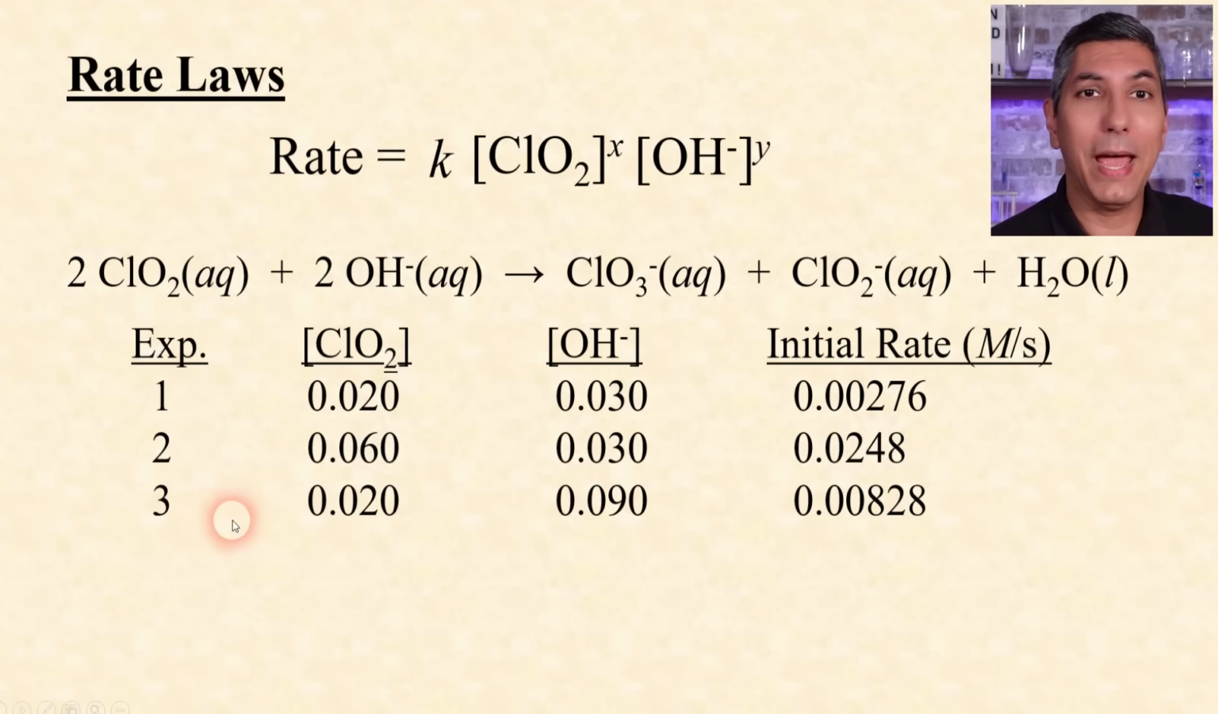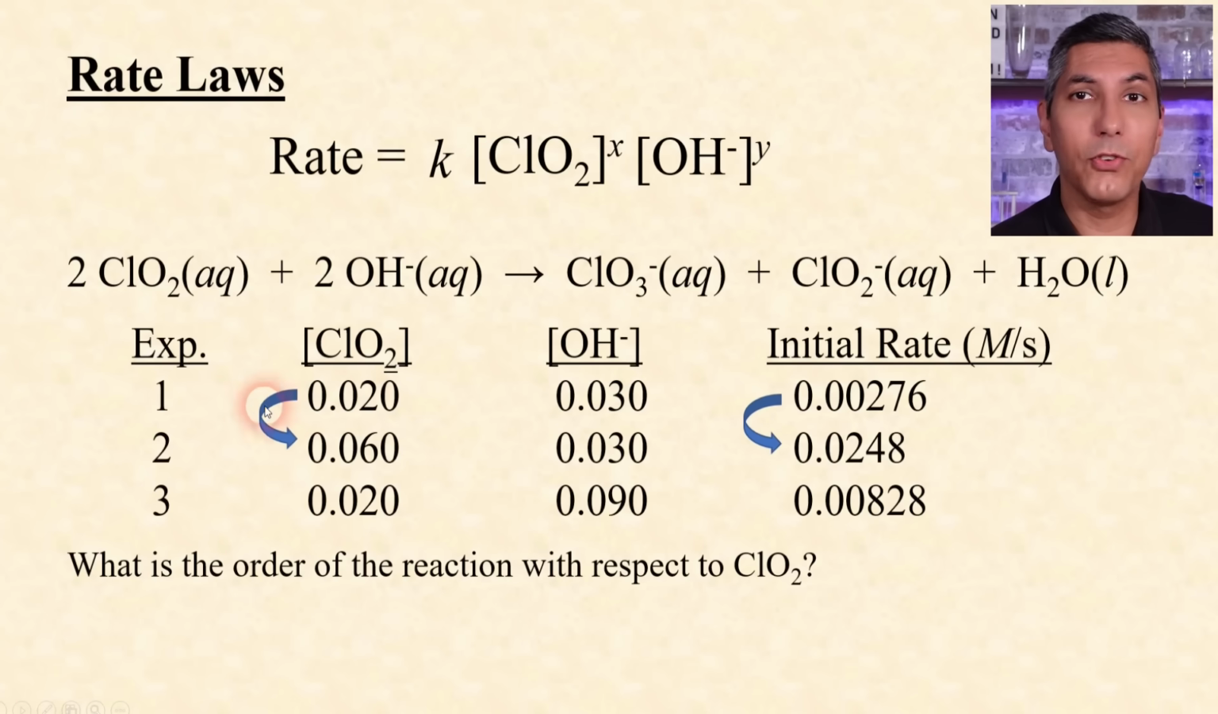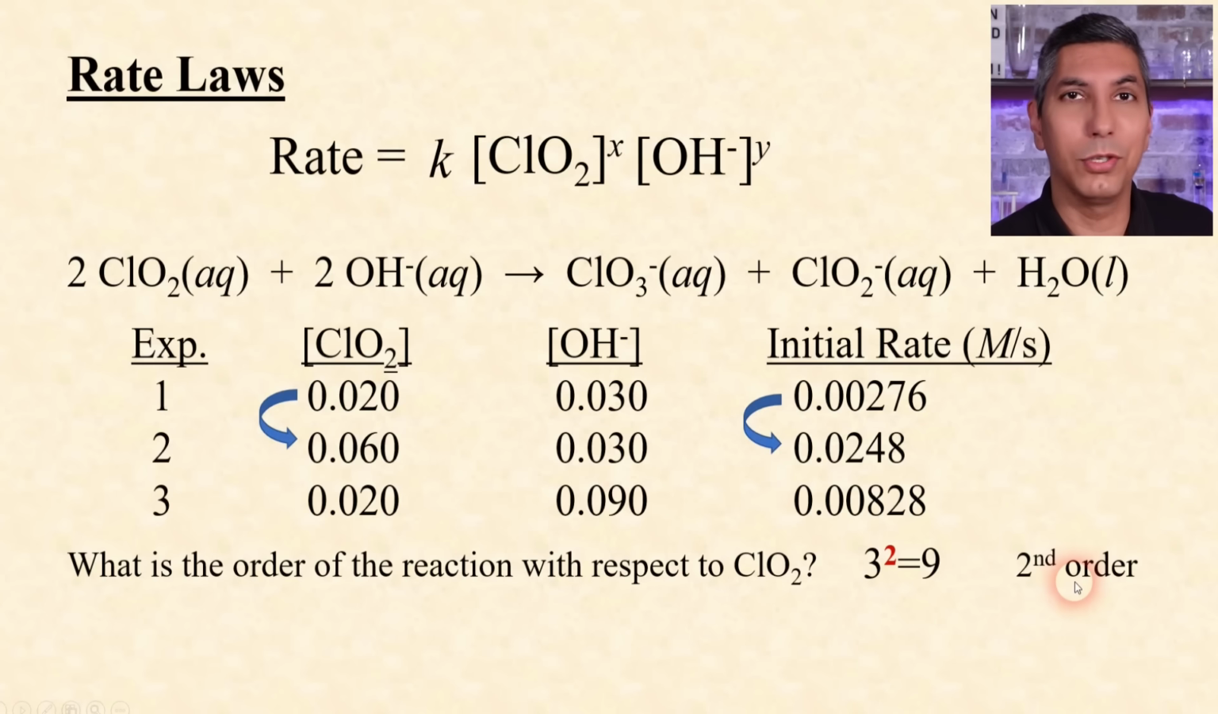To determine the powers or orders of the reaction for each reactant, we need experimental data like we have here. So for ClO2, we find 2 experiments where ClO2 is the only reactant changing. So let's use experiments 1 and 2. Notice that as the concentration of ClO2 triples, the rate increases by a factor of 9. Since 3 to the second power is 9, the order for ClO2 is 2.